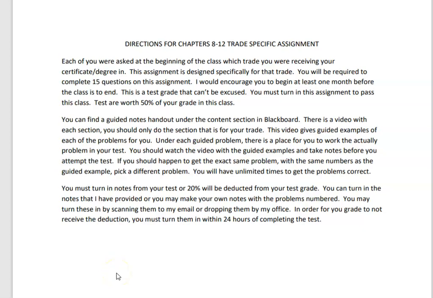This is the automotive directions for chapters 8 through 12 trade-specific assignment. Each of you was asked at the beginning of the class which trade you were receiving your certificate or your degree in. This assignment is designed specifically for that trade. You will be required to complete 15 questions on this assignment.